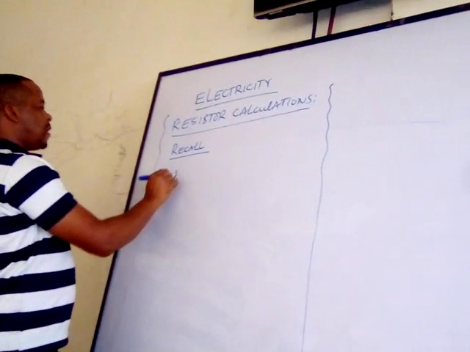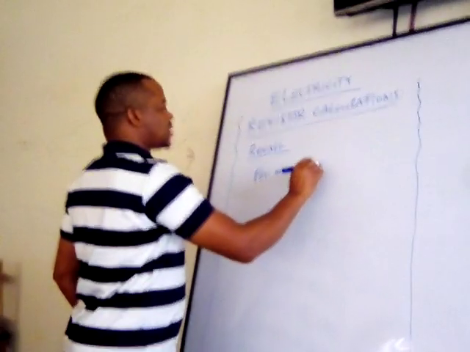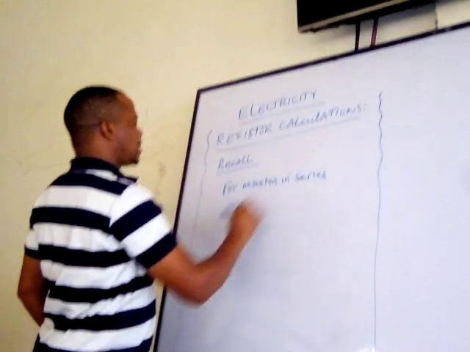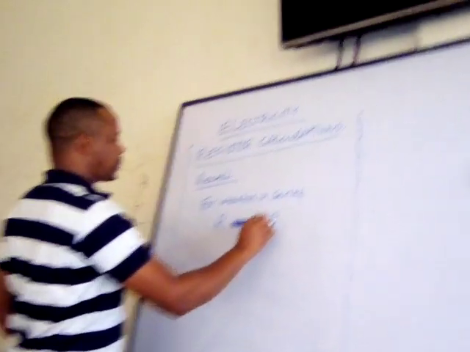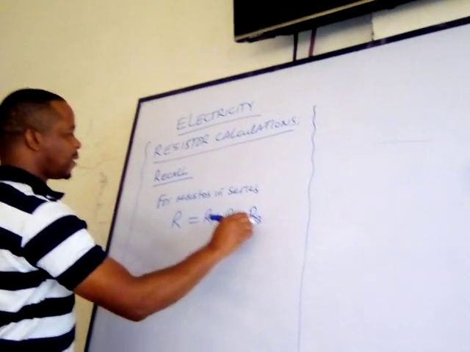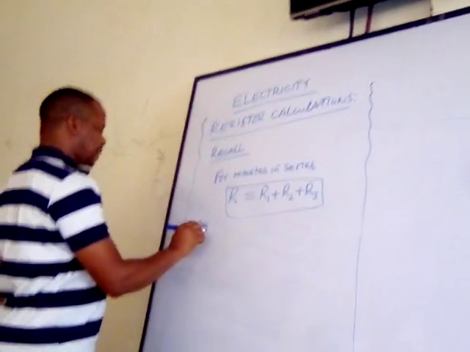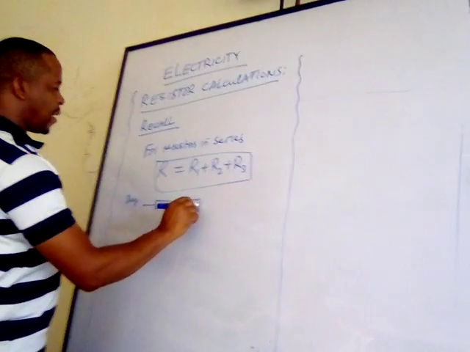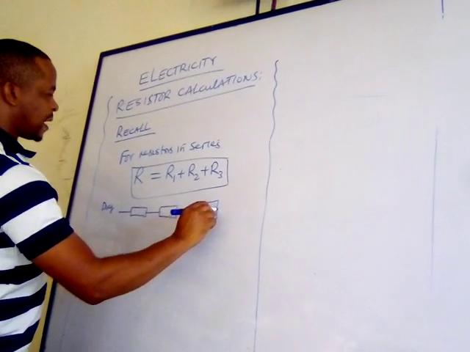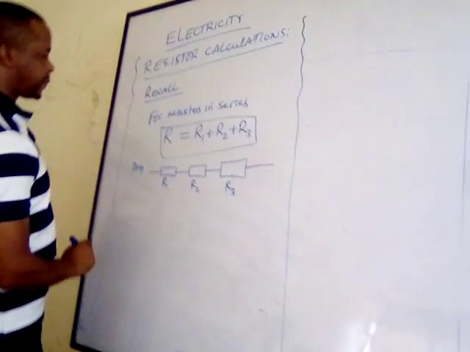Recall that for resistors in series with effective resistance R, we use R1 plus R2 plus R3 if there are three of them. And the diagram for this kind of arrangement will be, if we have three resistors, R1 plus R2 plus R3, we are saying the effective formula would be that.